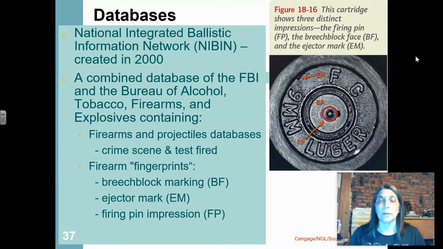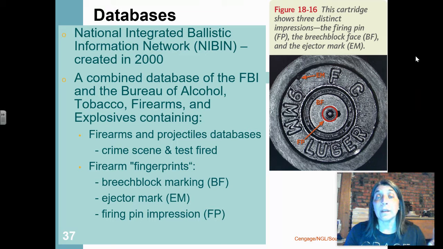So that's pretty interesting. So not just firearms and projectiles from crime scenes, but also the ones that they've test fired. And then the other thing that is collected in these databases are what they call firearm fingerprints. So far we've talked about actual fingerprints this year. Then we talked about a DNA profile, which is like your DNA fingerprint. So anytime it's a fingerprint, they're basically implying it's a one-of-a-kind unique situation.